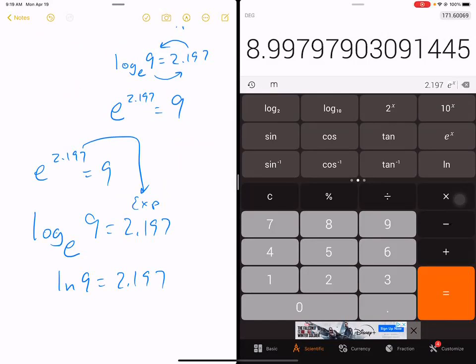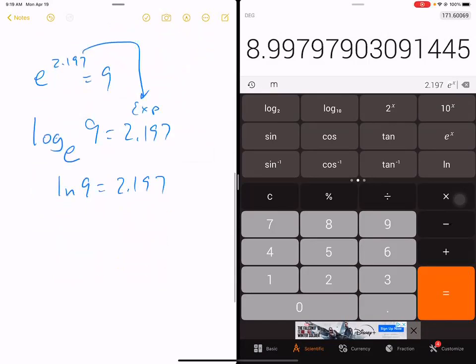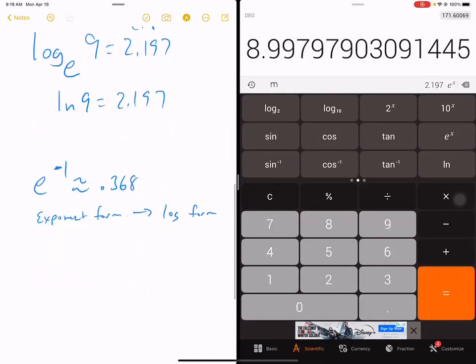Now, here is a question for you. What if I write this? e to the negative 1 is approximately 0.368. This is exponent form. So please write this in log form. How would you write this as a log? And please use natural log. How would you write this as natural log? Go ahead, write it in that box there.